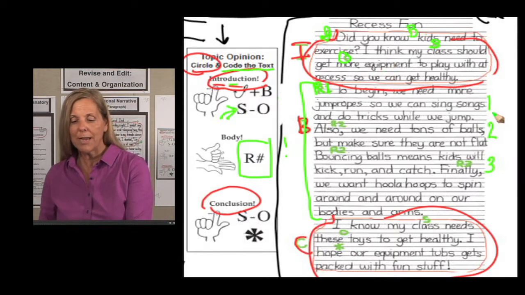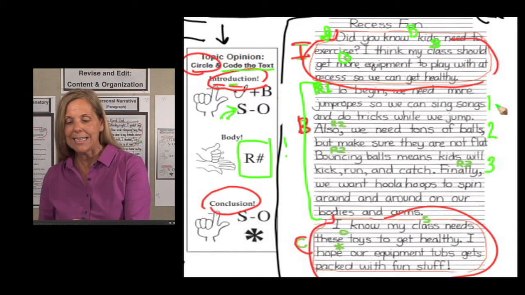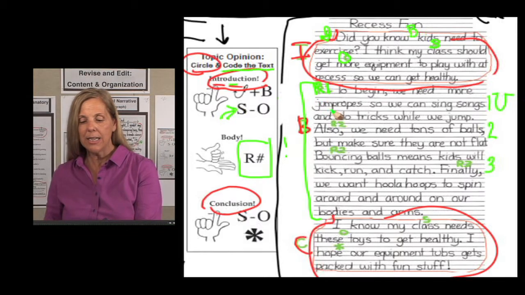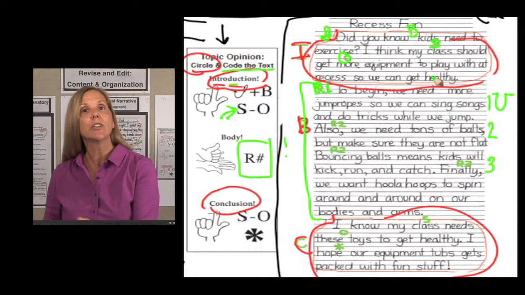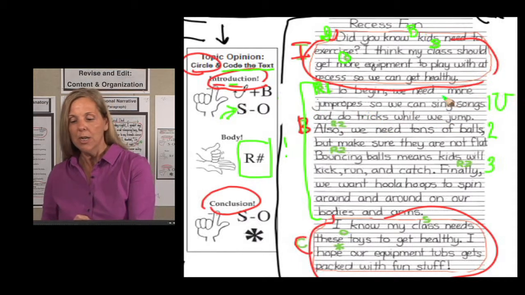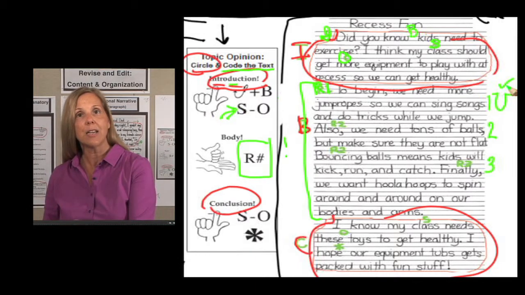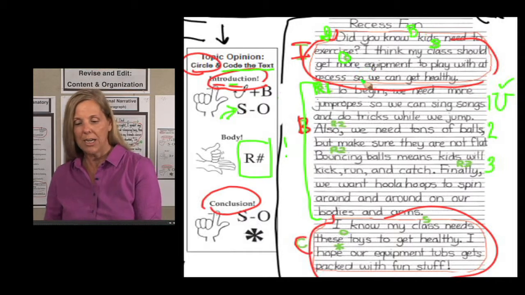So reason 1 was about jump ropes. Yes, I did give you, so here's my jump rope. And I did tell you about how we will exercise by singing songs and doing tricks when we jump. There's the exercise we're going to do. So I'm going to put a check there. I gave the reason and I expanded on that reason by telling you how we're going to get healthy.